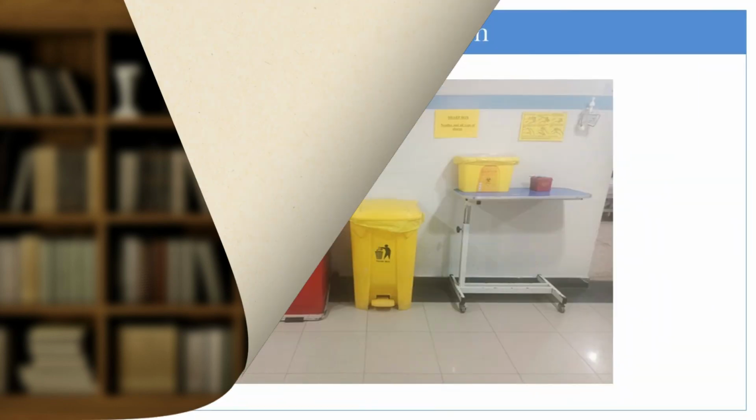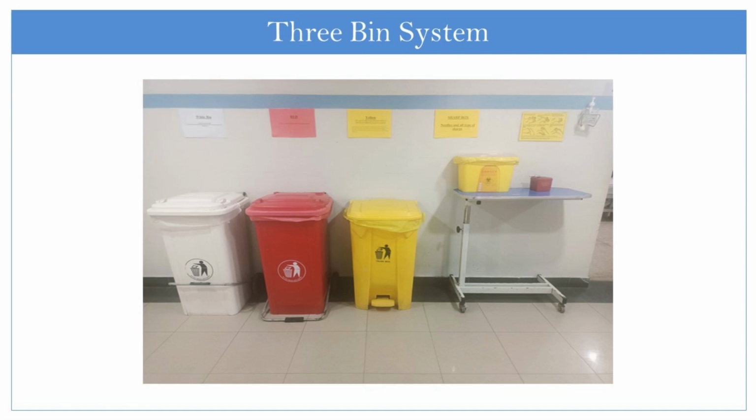So this picture shows the 3-bin system in which you can see white, red, and yellow bins, and you can see the notices affixed above them, along with one yellow box over the trolley with a small red box. So I will just go through from the left side to the right side. That small box, you must have seen it. It is the needle cutter, and it is present at the nursing station or the patient site where the injections are being administered, and also in the labs.